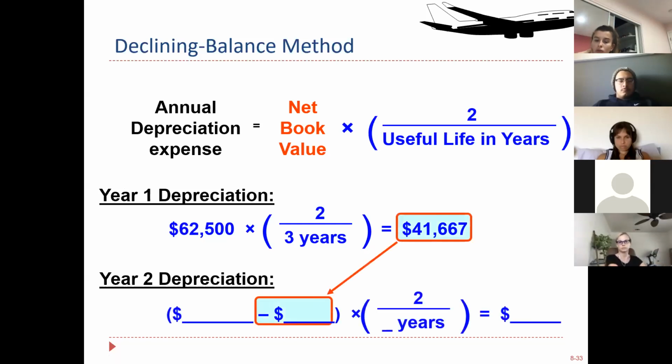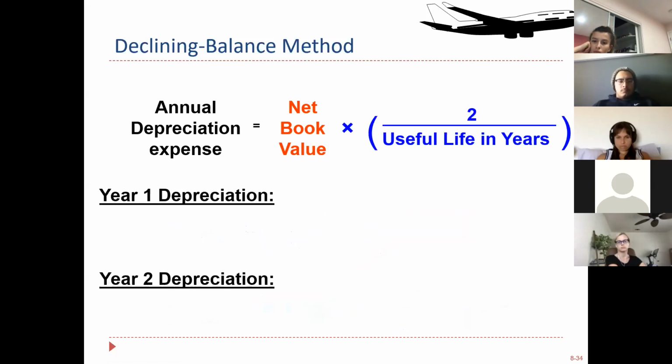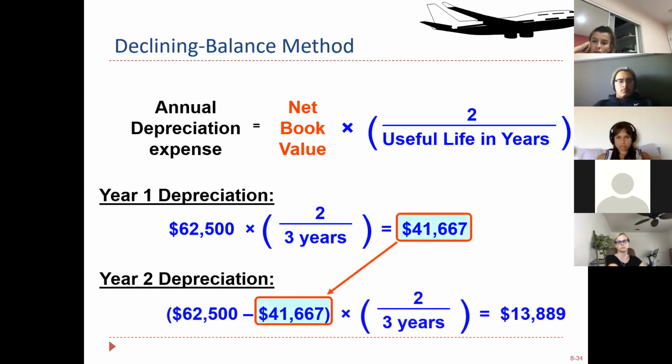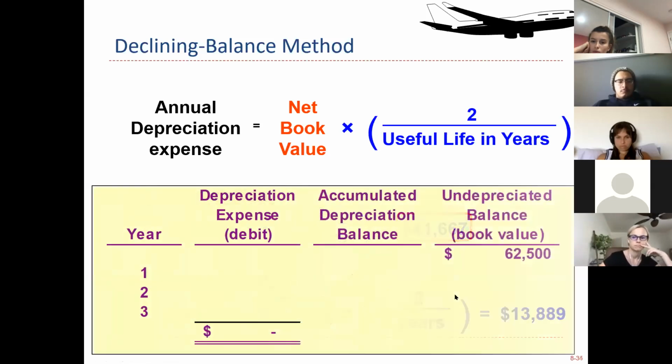Year 2. Well, let's see. We started off with 62,500, and now we've reduced that to a book value of that minus 41. So take a look. The second year, we take the original depreciable amount minus the accumulated depreciation. In this case, it would be like 19,000 something, I guess. And we multiply it out by our 2/3, we get the second year.